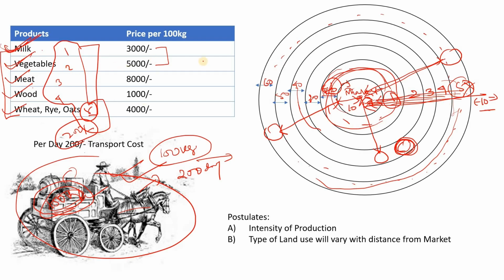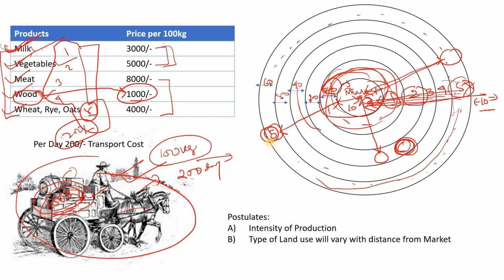So now let's see. For ring 1, definitely you will opt for vegetable and milk. So it is then finalized. Then for ring 2, which product are you going to choose to cultivate or farm? Definitely it should be wood. As you can see, wood will give you only 1000 rupees per 100 kgs. Suppose you are thinking that because wood is not perishable, I should farm it in ring 5.